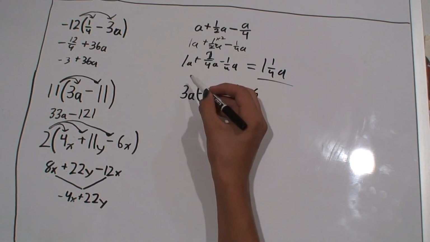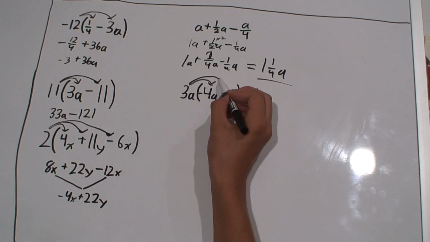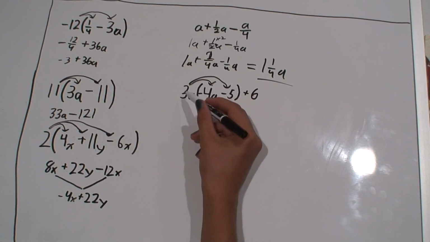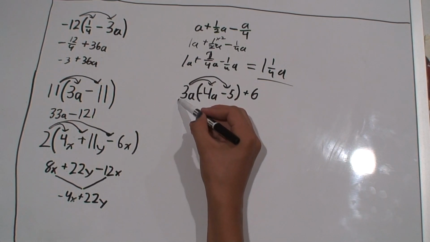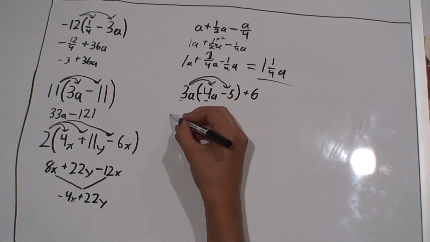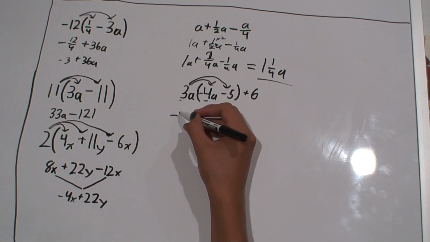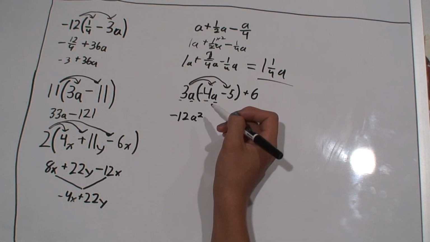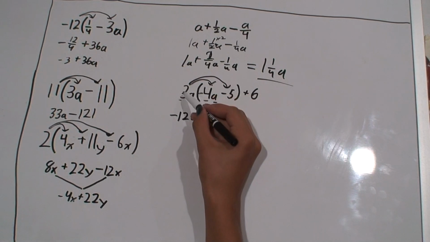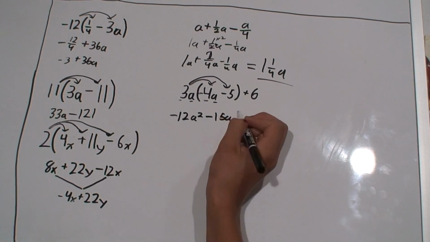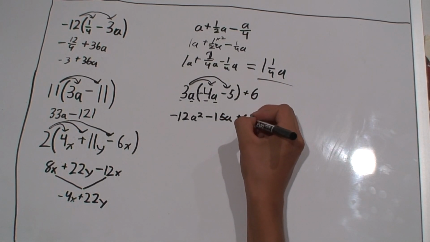This one, we have almost the same thing as back here. We take the 3a, distribute it inside. Now, for this one, we take the 3 times the 4, the numbers in front of the a, multiply them together. It's a negative 4, to get negative 12, and we take the a and multiply it together to get a squared. Then 3a times negative 5 would be negative 15a. Bring this down, plus 6.